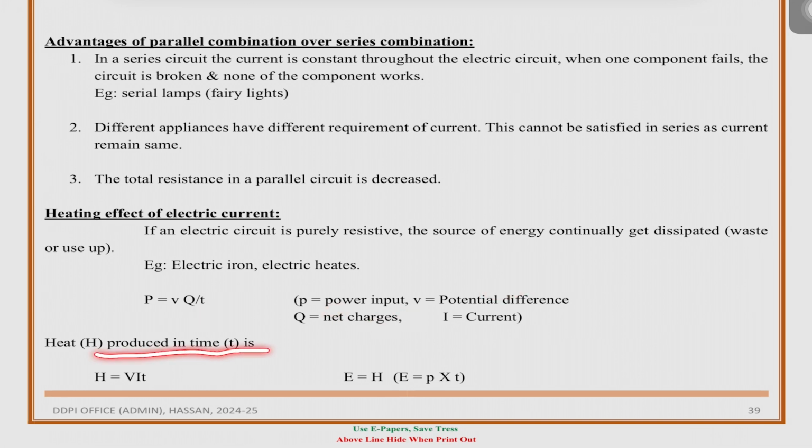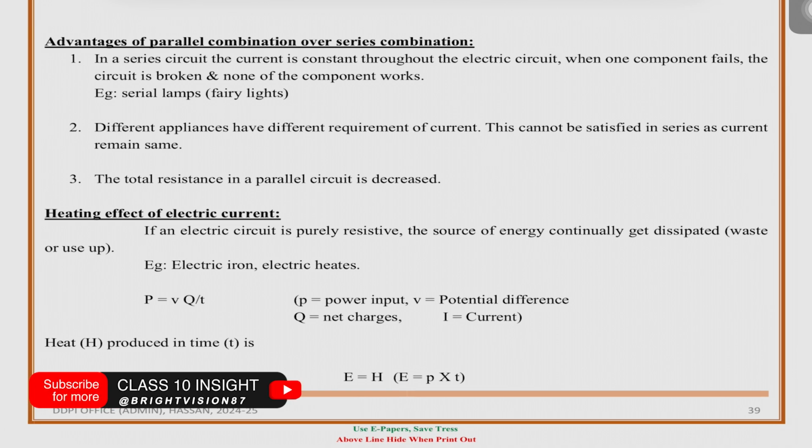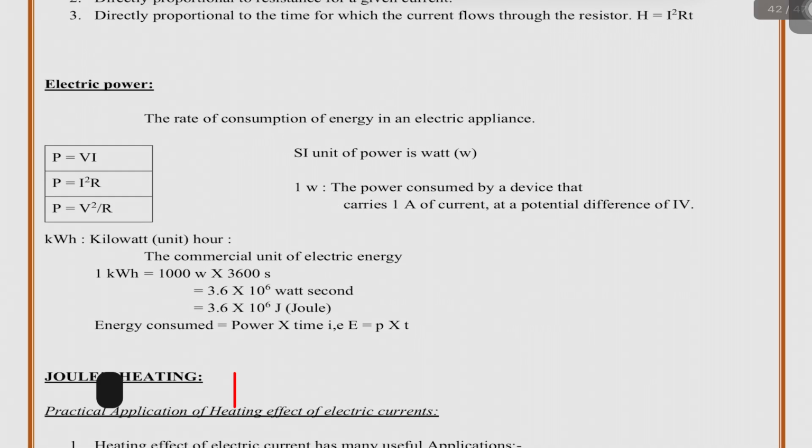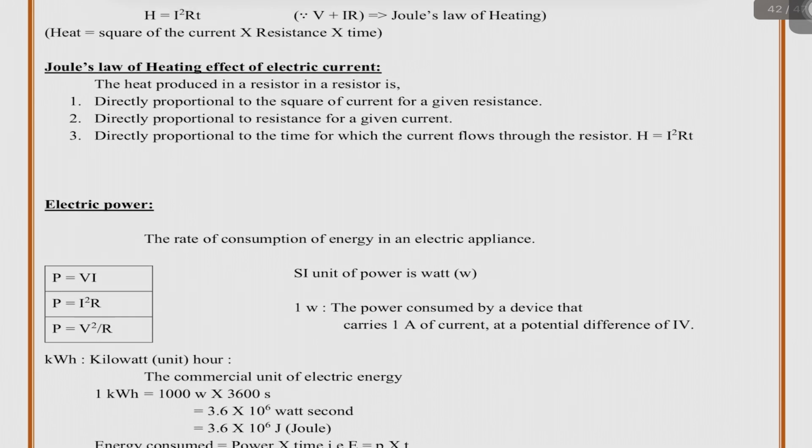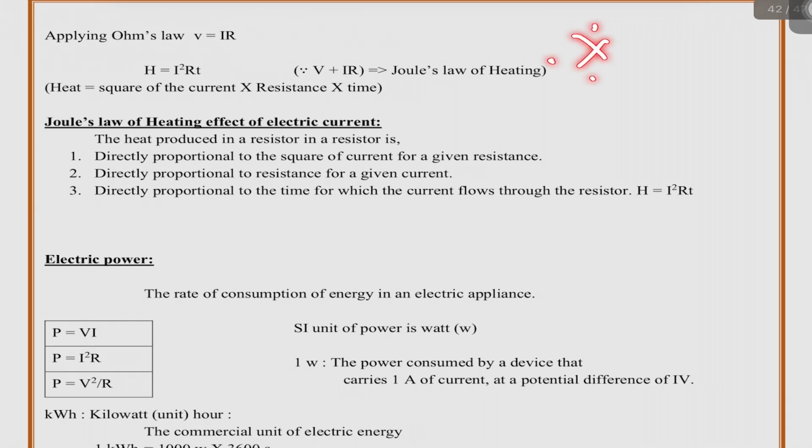Heat produced in time, H, is equal to VIT. V is nothing but the voltage, that is, the potential difference. I is the amount of current flowing through the given time. Coming to Joule's law of heating, this is also one of the important, last expected questions. H is equal to I square RT.